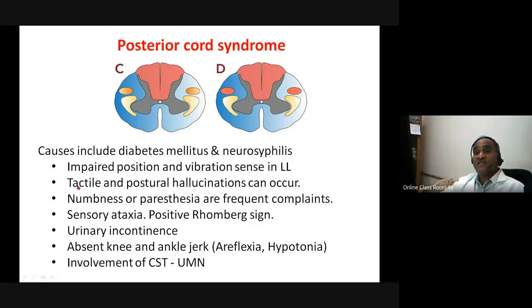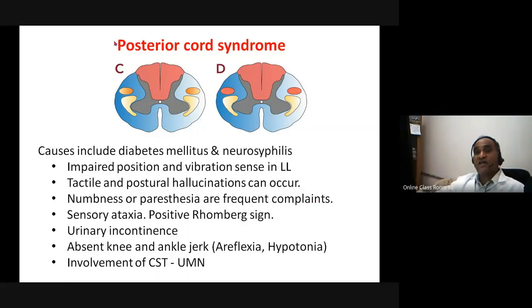That is why tactile and postural hallucinations happen in this situation. So a long-standing diabetic person ends up with neuronal involvement, what we call diabetic neuropathy. This diabetic neuropathy involves the posterior cord syndrome. Then this person will come with numbness of the fingers or areas, and paresthesia, and these are very frequent complaints by these individuals.